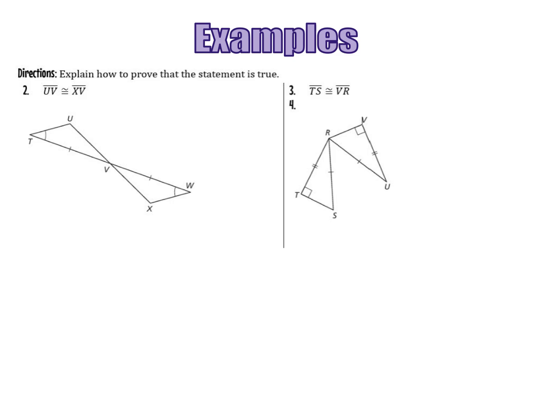But let's look at number 2 first. So we are being asked to prove, or how we would prove, that UV is congruent to XV.